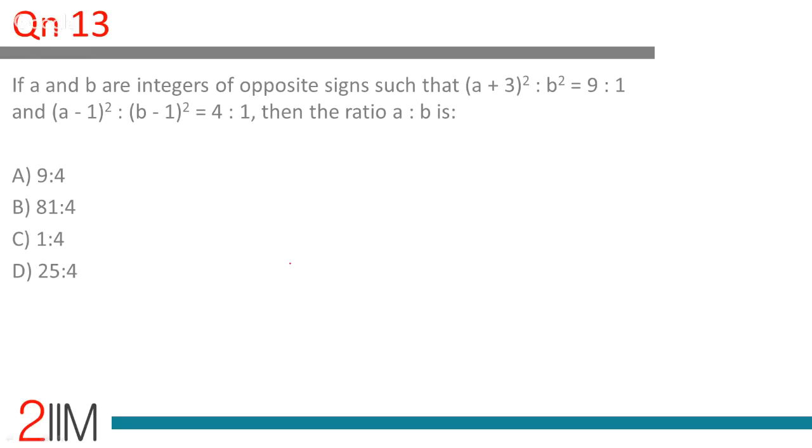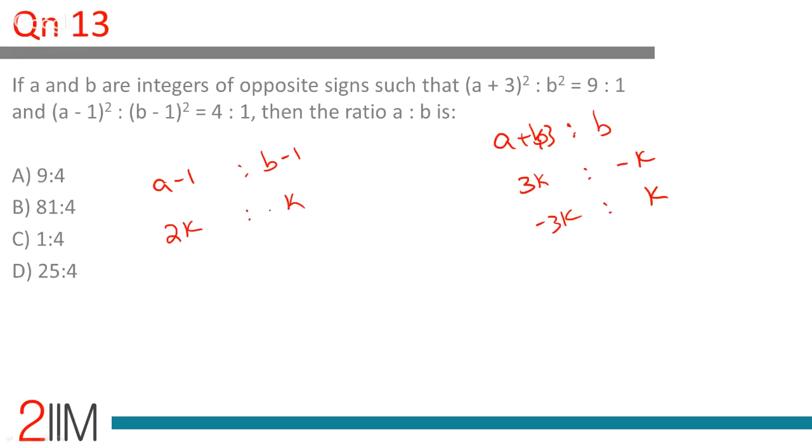A plus 3 whole square is to b square. So a plus 3 is to b is 3k is to minus k, or minus 3k is to k. A minus 1 is to b minus 1 is 2. Let's start with this. 2k is to minus k. A minus 1 is 2k and b minus 1 is minus k, or a minus 1 is minus 2k and b minus 1 is k. And so let's think about this. If a minus 1 equal to 2k, b minus 1 equal to minus k. A is 2k plus 1, b is 1 minus k.